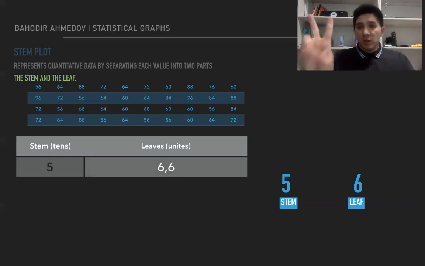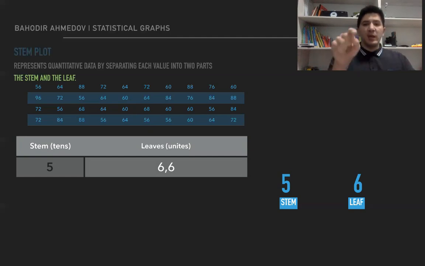For example, for the 5, I will have 5 as a stem and 6 as a leaf. I've got two 6s here because if you look at our data points, in the pre-last column of the third row, I have another 56. So inside this data set, I've got two 56s. I would write down the 5 as a stem and the 6s as leaves. We're going to do this for all the other data points.